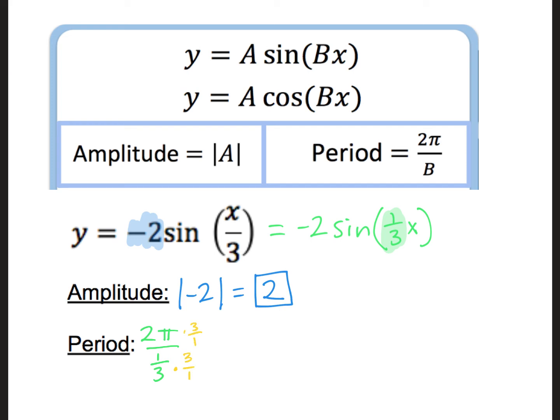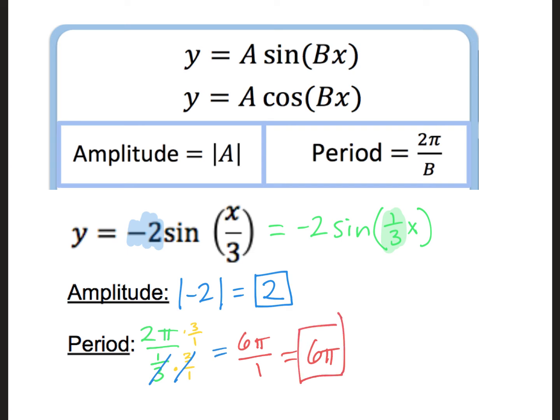On the bottom, everything cancels out, so you really just get 1. On the top, we're going to multiply straight across. 2 pi times 3 is 6 pi, and then we'd have a 1 on the bottom. But again, we don't care so much about that. Our final answer for the period is 6 pi.